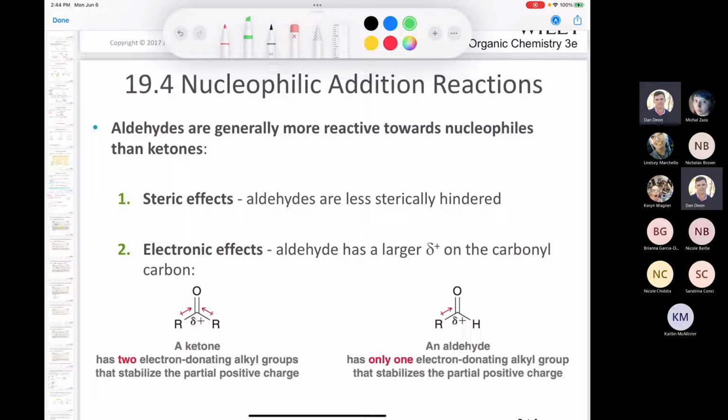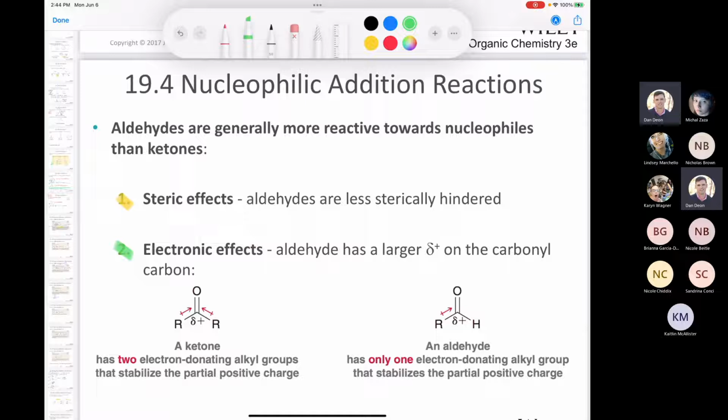Why would that be? Well, there are two reasons, and they're not super complex. The first one is sterics. An aldehyde is going to be less sterically hindered because it's flanked by an R group on one side, but a measly little proton on the other side, whereas a ketone has an R group on each side. And the second reason is based on electronic effects. So steric effects, the size of the groups.